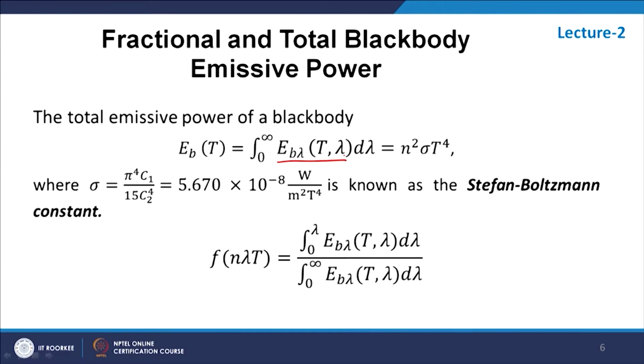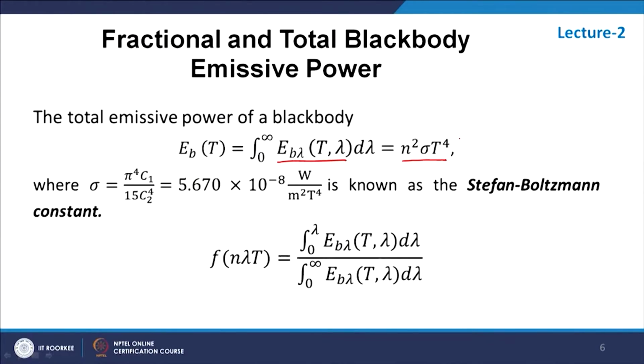The total emissive power of a black body can easily be calculated by integrating the spectral black body emissive power over all the wavelengths. Here I have used the integration from 0 to infinity to represent that we are considering the smallest and the largest wavelength possible. When we integrate the Planck function over all the wavelengths, we get n square sigma T to the power 4. This is the Stefan-Boltzmann law, something you are all familiar with, and the total black body emissive power is proportional to T to the power 4.